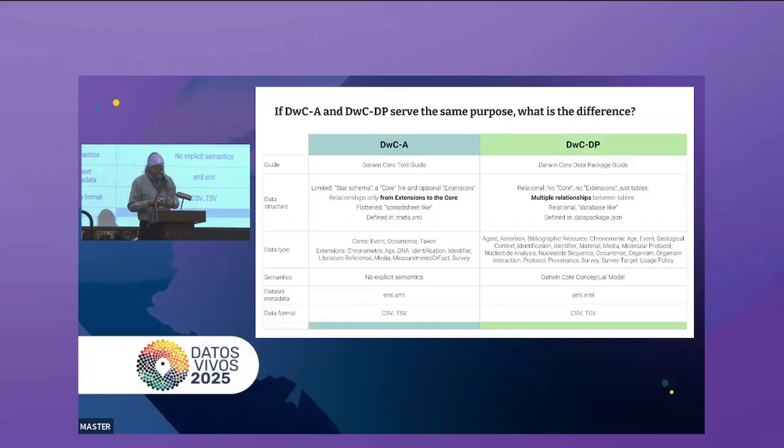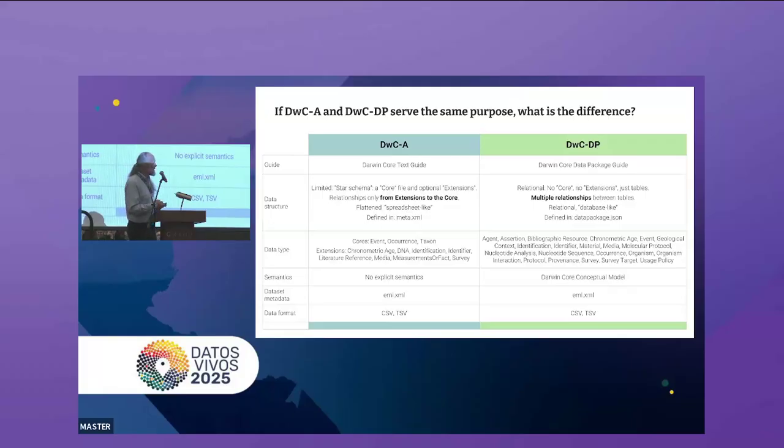So if you think about these in terms of our day-to-day technologies that we use, you could think of Darwin Core archives as fitting very well in spreadsheets, whereas Darwin Core data packages would be better suited to databases. So it's more of a flat model on the Darwin Core archive side and more of a relational model on the Darwin Core data package side.